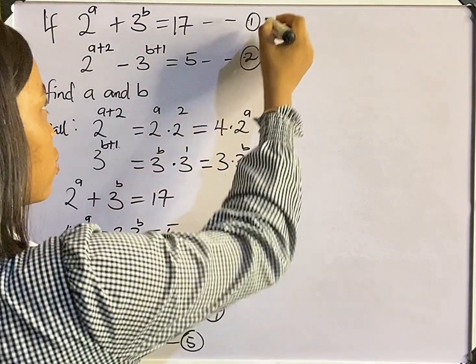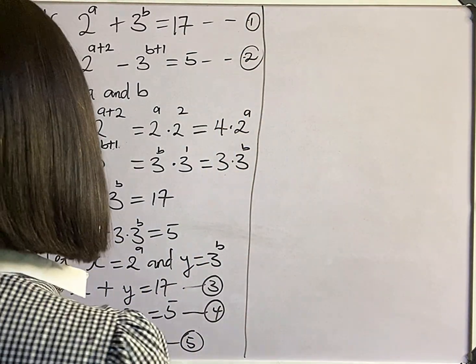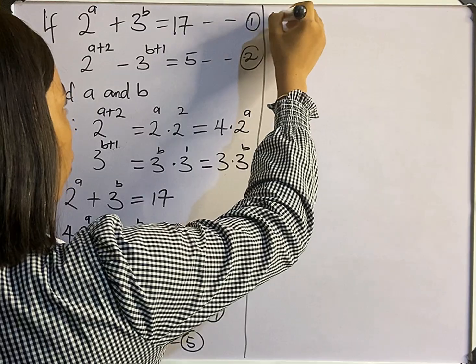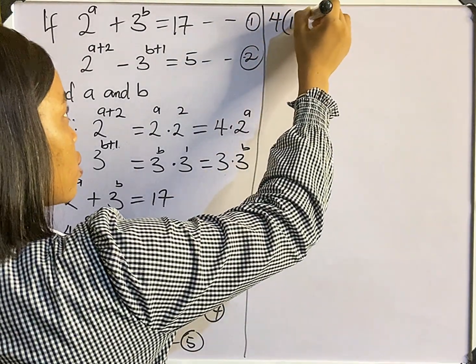So doing that, we'll have our equation 4, we have 4 into bracket. So instead of x, we have what? 17 minus y.